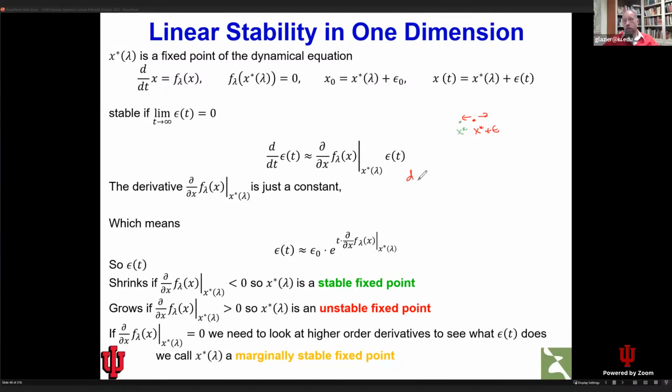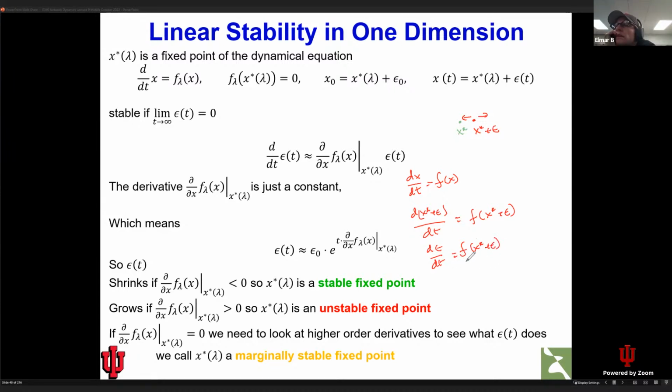And I'm not going to write all the lambdas and everything else. I know that dx by dt is equal to f of x. That's the equation. Okay, so now I'm going to start out with x equal to x star plus epsilon. So I write d of x star plus epsilon by dt equals f of x star plus epsilon, right? Is that okay? Now, dx star by dt is 0 because x star is a constant. So I get d epsilon by dt is equal to f of x star plus epsilon.